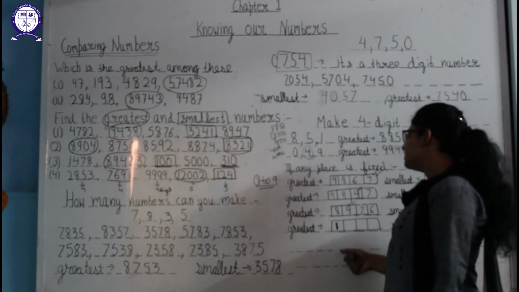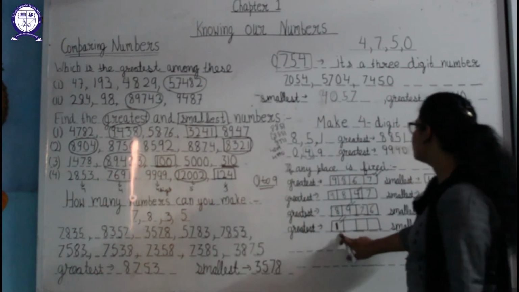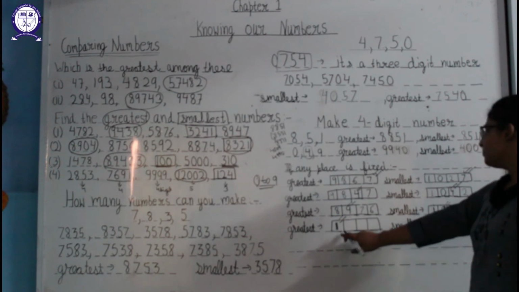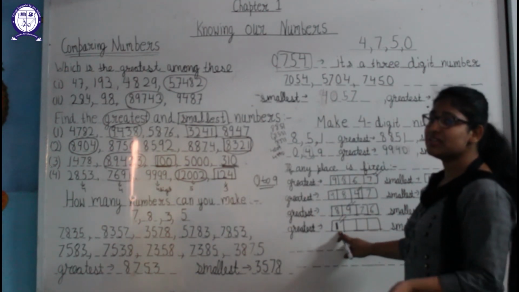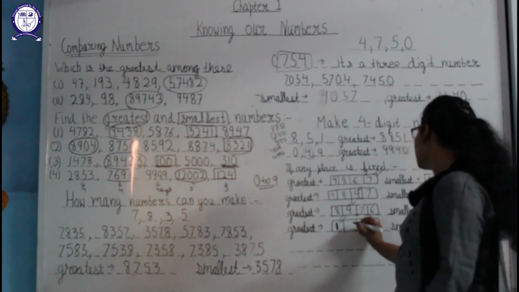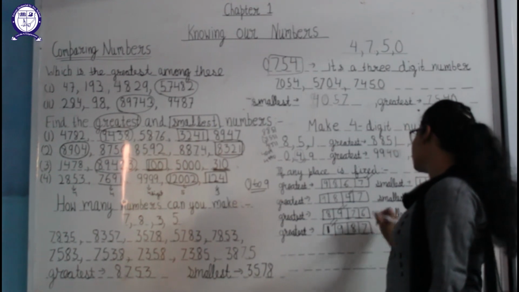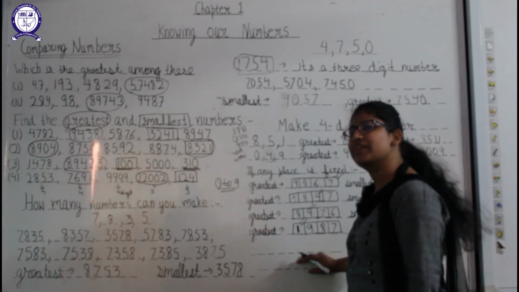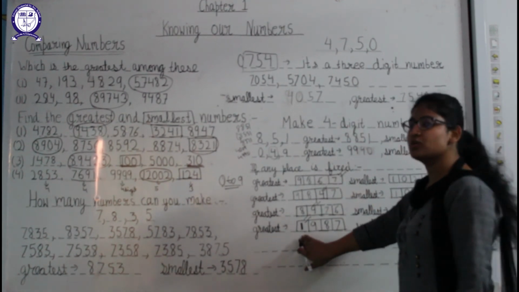Now we have to make the greatest 4-digit number if 1 is placed at the thousands place. So for the greatest number, we start using 9, 8, 7 like this. So we will place 9 here, then 8, then 7. So we will simply get our greatest 4-digit number if 1 is fixed at the thousands place.